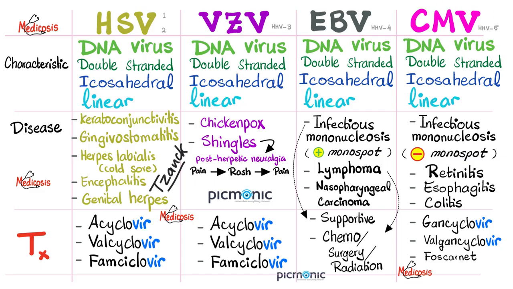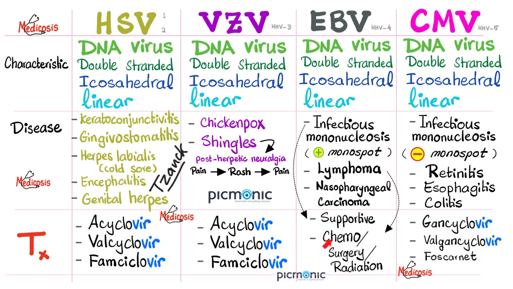Next, cytomegalovirus. What does it do? It causes monospot negative infectious mononucleosis. It can lead to retinitis, especially in immunocompromised persons. It can lead to CMV esophagitis and colitis: inflammation of the retina, inflammation of the esophagus, and inflammation of the colon or the large intestines.